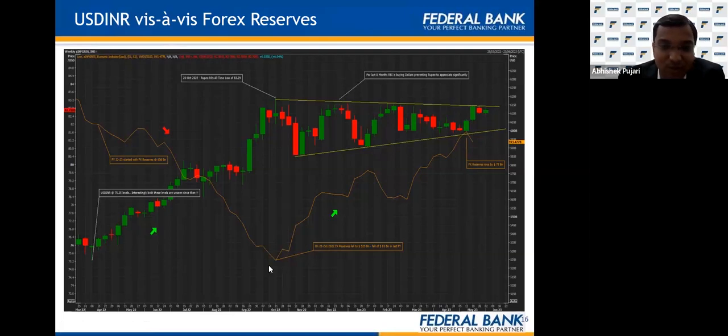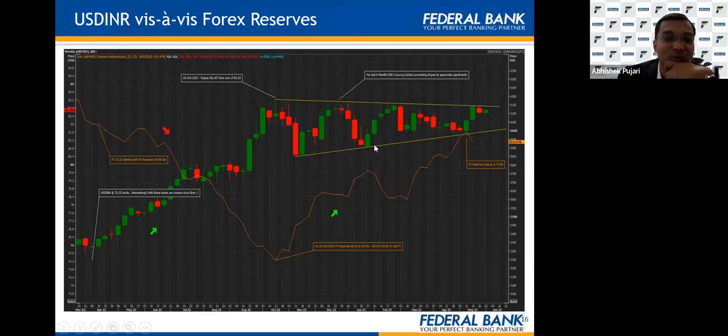But from there on, we have seen that the dollar index, which was at around 114 plus levels during May 2022, has come down, but the rupee is currently trading around the same levels. This is because whenever the rupee tends to appreciate, RBI is constantly there bidding dollars in the market and supporting the dollar. So what we can see over here is a good triangle formation that has happened in dollar rupee for almost the last 8 months.